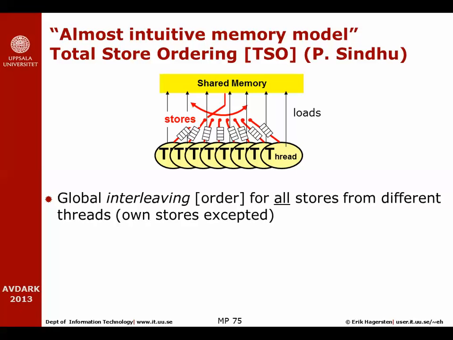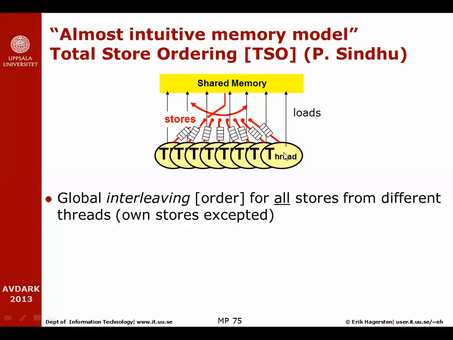Total store ordering sort of half implements sequential consistency. I'm trying to show in this picture what's going on. It makes a global order between all the stores, but no order between the loads. As shown in this picture here, there is this selection mechanism that can choose stores from one thread at a time and put them in the global order. So everybody's going to see that order that has been performed.